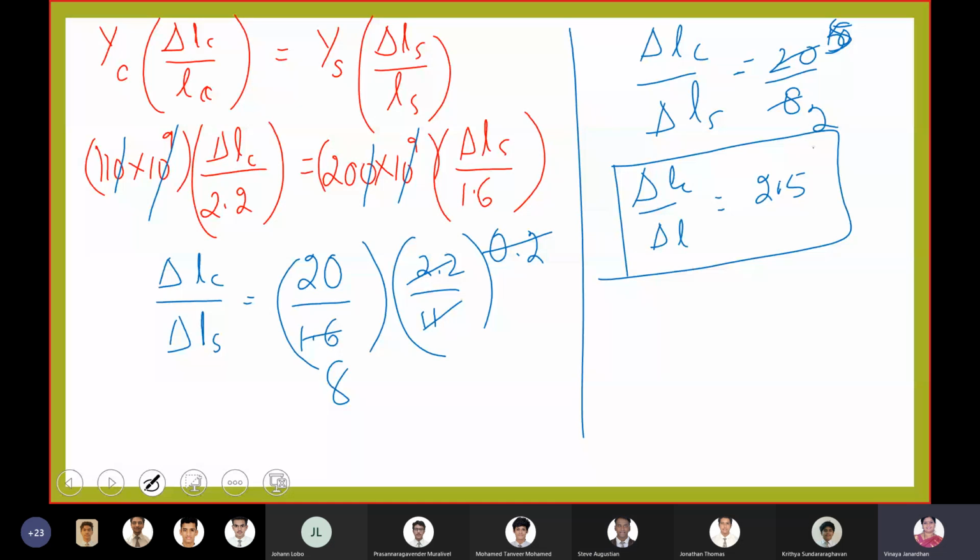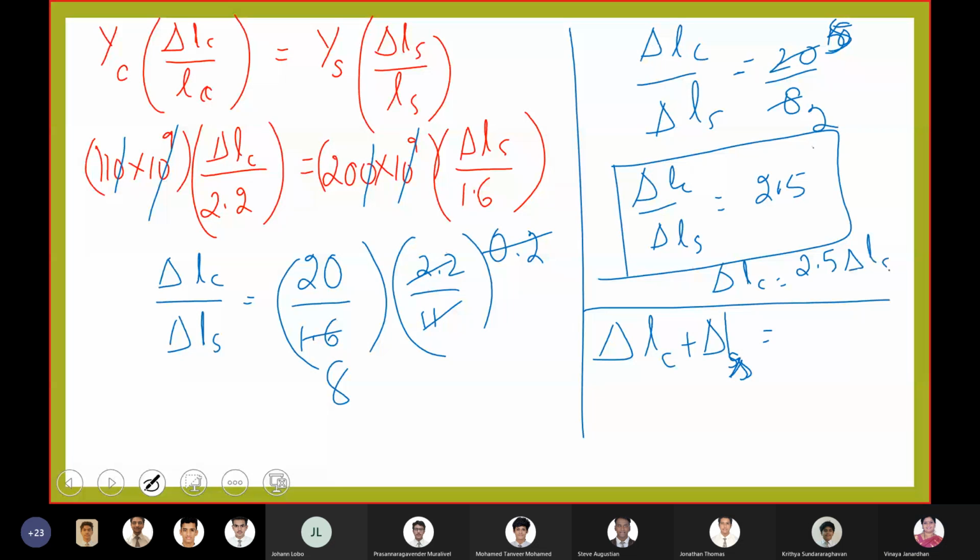Then you have an expression, right, boys? Delta Lc plus delta Ls equal to, what is that value? So here, what you can do is delta Lc is 2.5 times delta Ls. Can we go for that, boys?